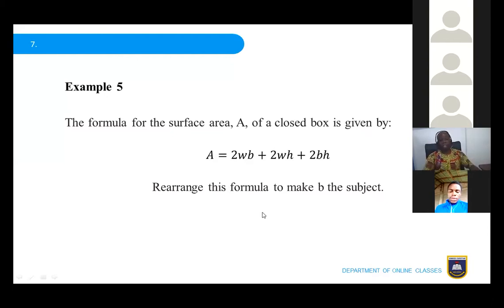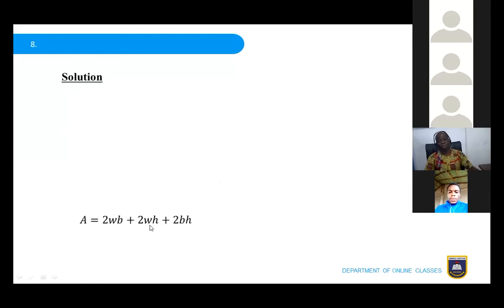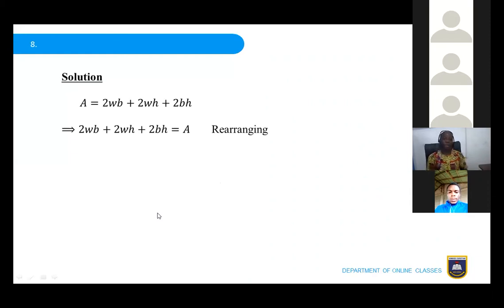Let's compare that to our solution here. We have the given formula. Now, they said we should rearrange. So the first thing is to rearrange it. You see, all the expression at the right side, I've now moved the whole of this expression to the left side. And then the A has also now come to the right side. That is rearranging of the formula.